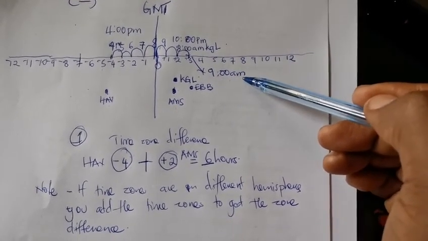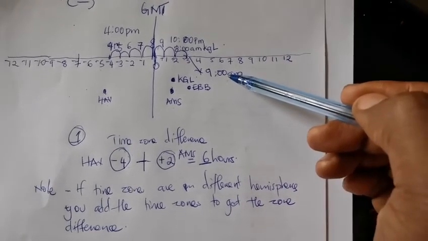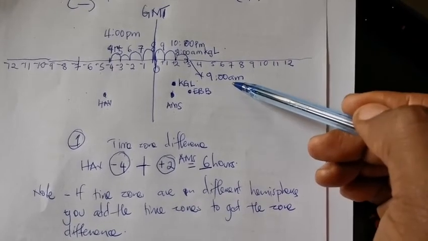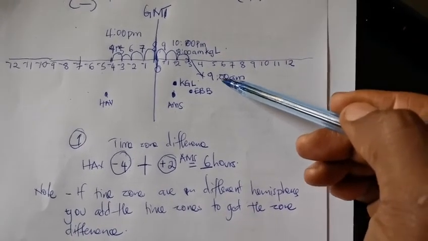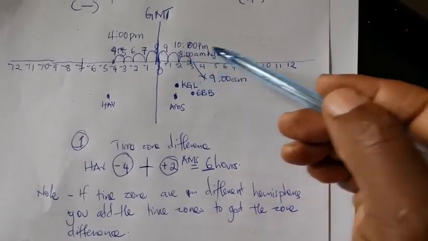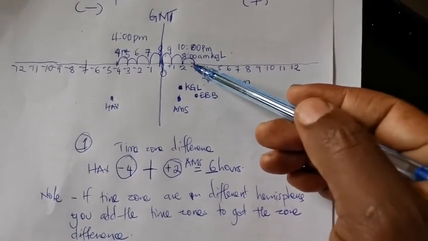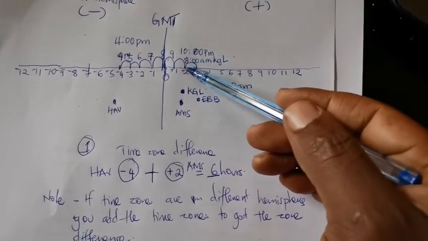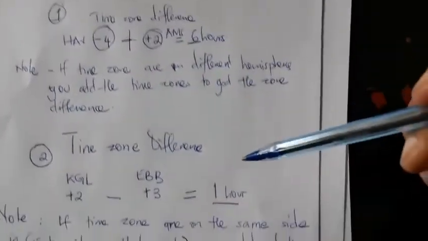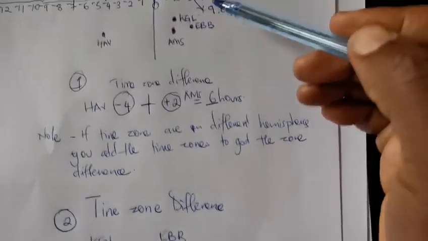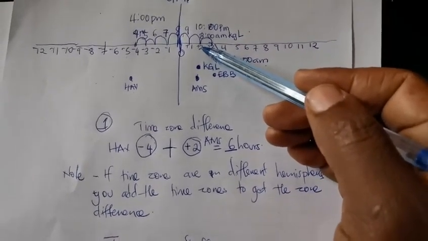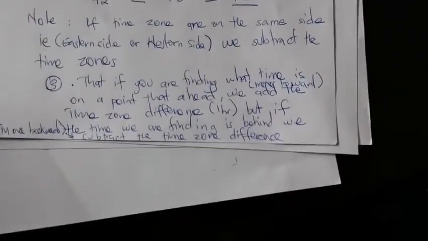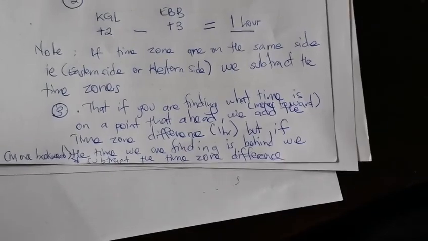But what if you are asked in the reverse way, what time is it in KGL when it's 9 a.m. at EBB? Since KGL will be behind in this case, we move backwards, or we subtract the time zone difference, which lands us back at 8 a.m. Okay, so that's something else to note on the time zone differences.